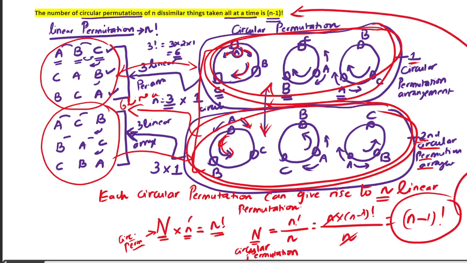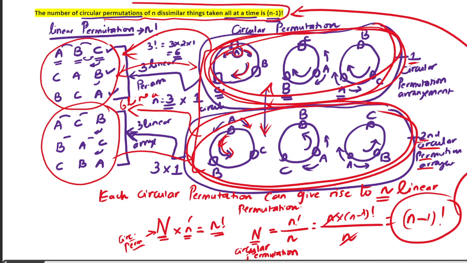I hope you appreciate this understanding, and let's make sure we use this formula in circular permutation problems, and make sure that you understand that each circular permutation arrangement can lead to 3 linear, or n, linear permutation arrangements. That's a fundamental concept here, and the formula to remember is that the circular permutation of n dissimilar things taken all at a time is (n minus 1) factorial.